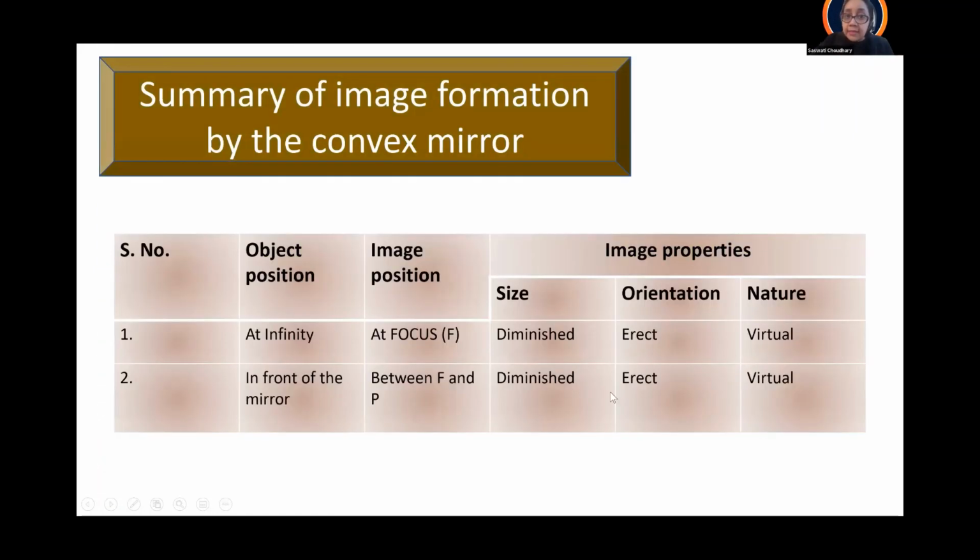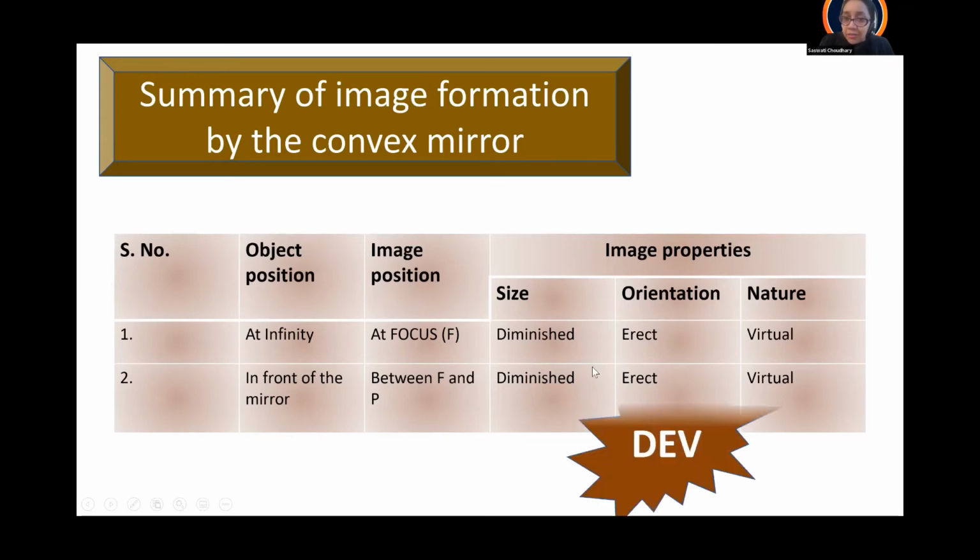Okay. Similarly, it is very easy for the convex mirror to remember. Whenever the object is at infinity, the image is formed at the focus. But whenever we bring it nearer to the pole, whether it is at 2f or at the focus or between focus and the pole, the image is diminished, erect, and virtual. In short, for memorizing, D for diminished, E for erect, and V for virtual.